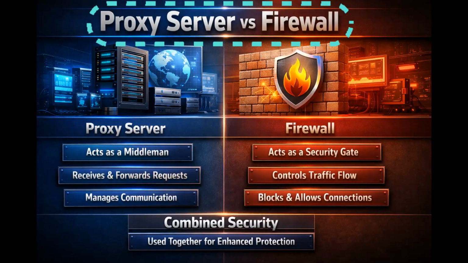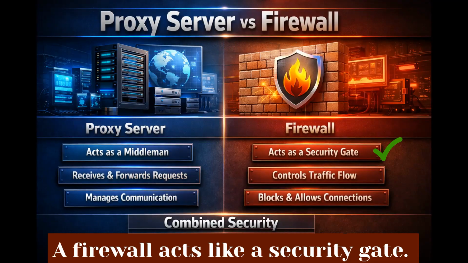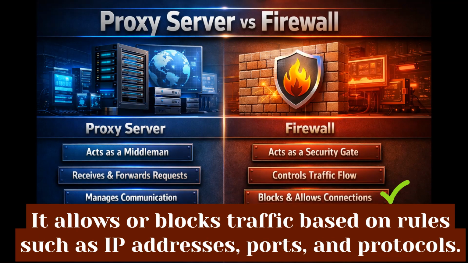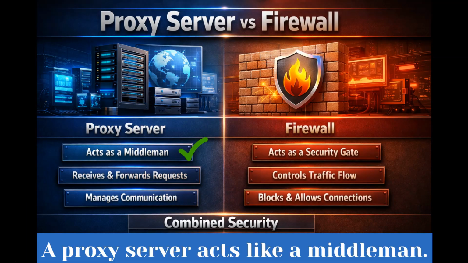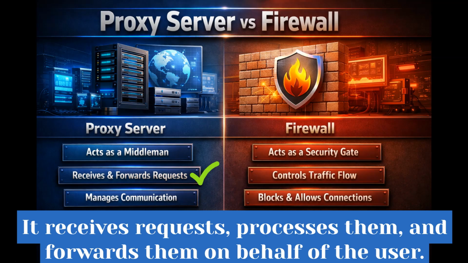A proxy server and a firewall are also different. A firewall acts like a security gate. It allows or blocks traffic based on rules such as IP addresses, ports, and protocols. A proxy server acts like a middleman. It receives requests, processes them, and forwards them on behalf of the user.